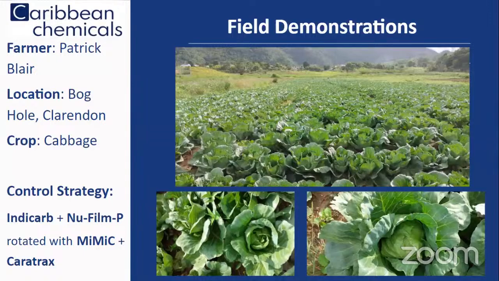Also, a field demonstration at Patrick Blair's location, Bog Hole, Clarendon, in cabbage, where we used Indicarb plus Neem P, rotated with Mimic plus Karatrax. As I was saying before, we combine the Mimic and the Karatrax. The Mimic will destroy the larvae stage, and the Karatrax will also target the adult stage. And this gives a synergistic effect of control of the insects. And the Indicarb will also wipe out the eggs and the larvae as well.